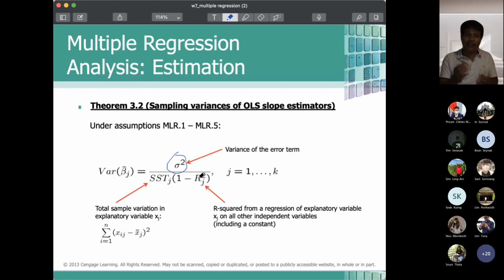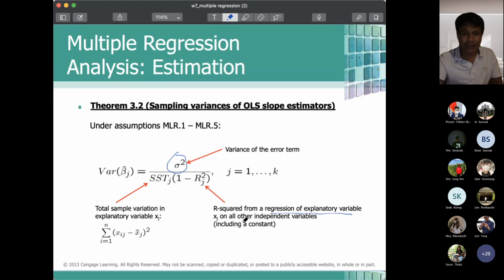So to make sure that we obtain the unbiased variance of the estimate, it depends on three things. One is the variance of the error term. Another one is SST, which is the total sample variation of the explanatory variable xj in this equation. And another one is R squared. This R squared is not the R squared of the model, but the R squared from a regression of the explanatory variable on all the other xj.